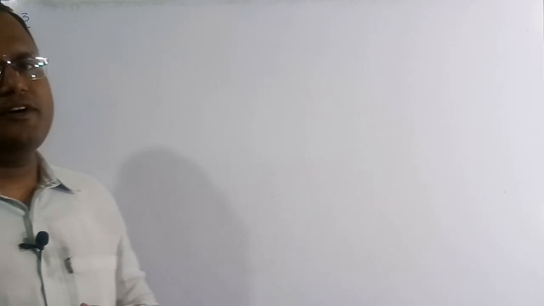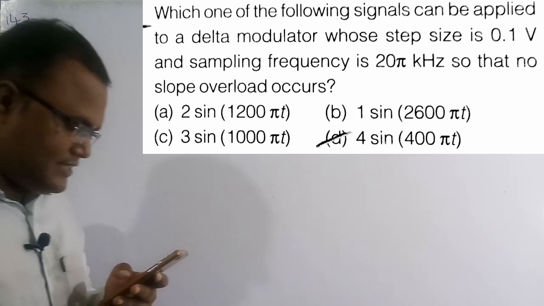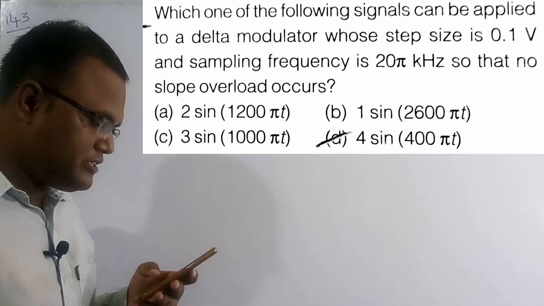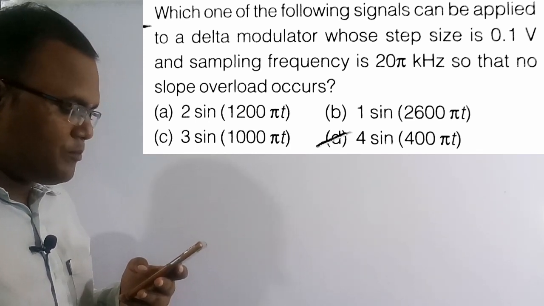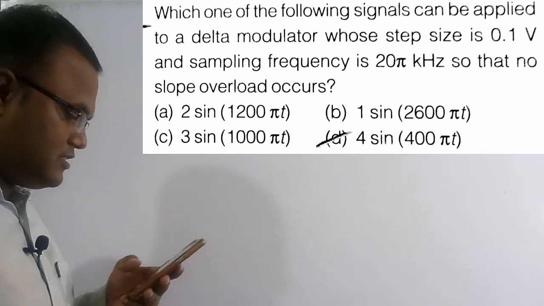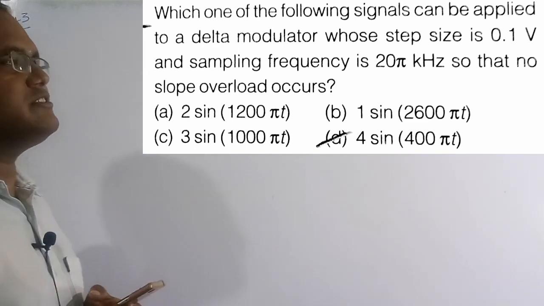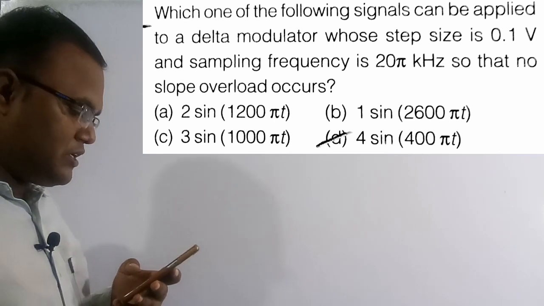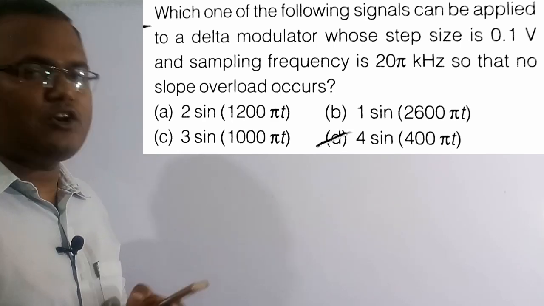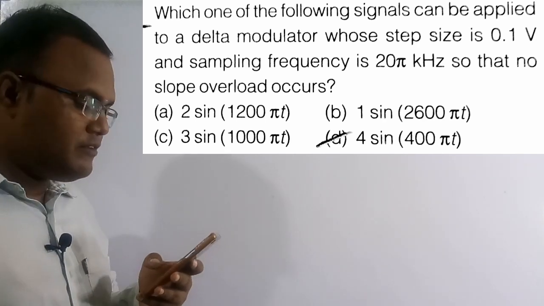Now we are going to solve the 143rd question. Which one of the following signals can be applied to a delta modulator whose step size is 0.1 volt and the sampling frequency is 20 kilohertz, so that no slope overload occurs? In this question they are given the step size, 0.1 volt, and also the sampling frequency, 20 kilohertz. Based on this we have to find the condition for no slope overload in the delta modulator, and for which message signal.